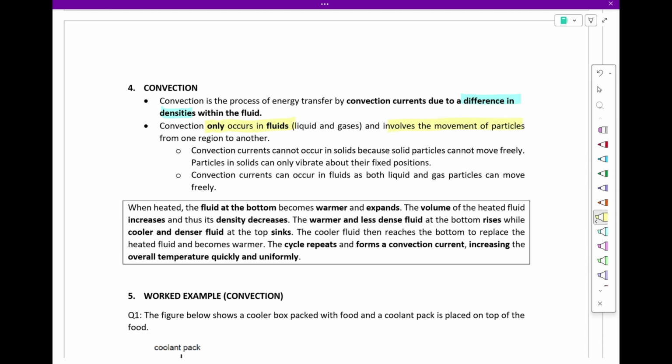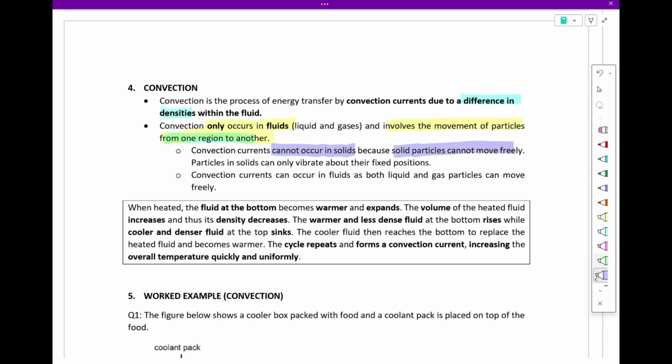movement of particles. Okay, and when we talk about movement of particles itself, more specifically, we're talking about moving from one place to another place itself. So this indirectly also means that it cannot occur in solids, because solid particles cannot move freely.